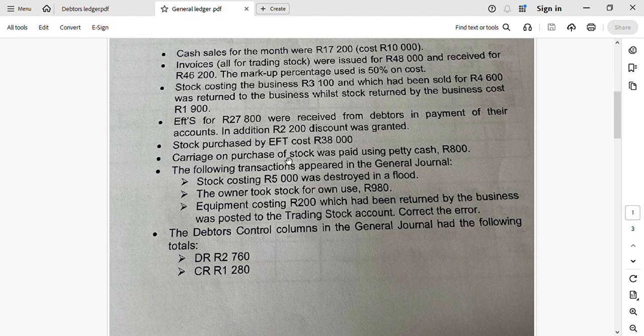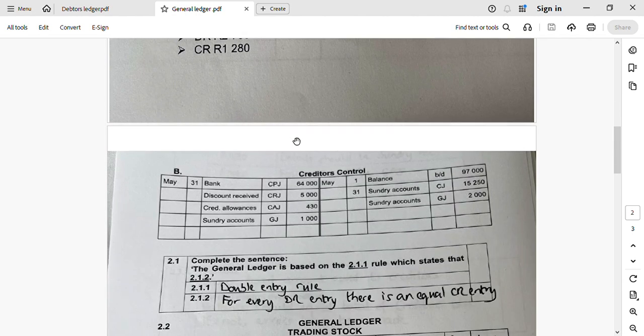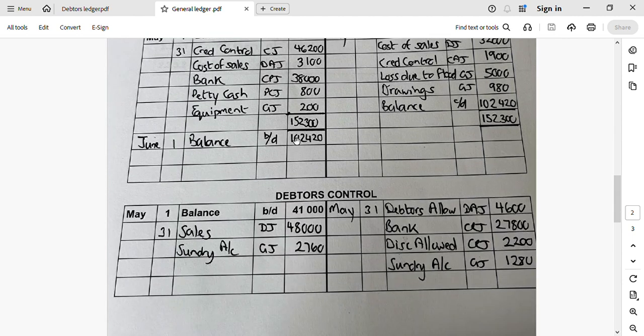Okay, then EFTs for 27,800 were received from debtors in payment of their account, and in addition, discount was granted. If the debtors pay you back, that's going to decrease what they owe you, as well as their account will decrease by the discount. So both those two amounts are going to go on the minus side of debtors control. The 27,800 was the amount of money received, so that will get recorded as bank, and the 2,200 was the discount that you allowed to your debtor.